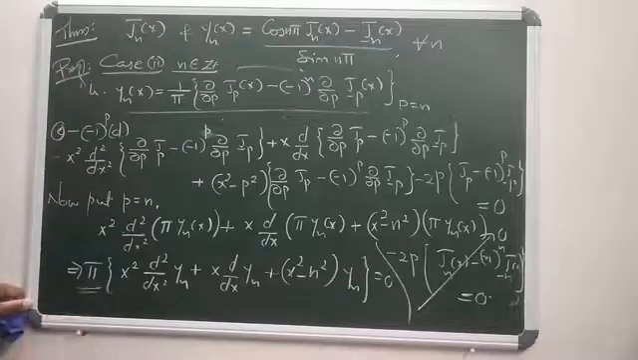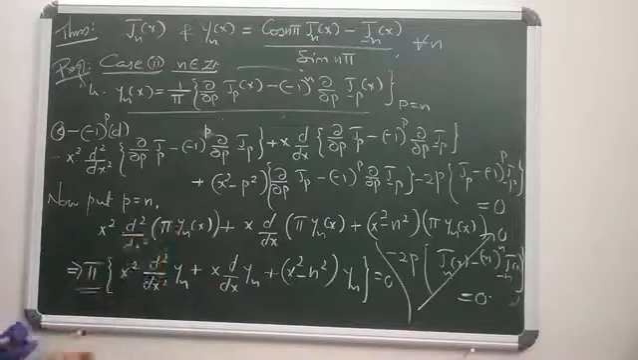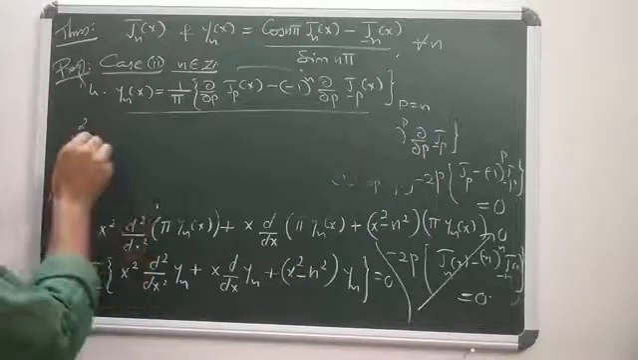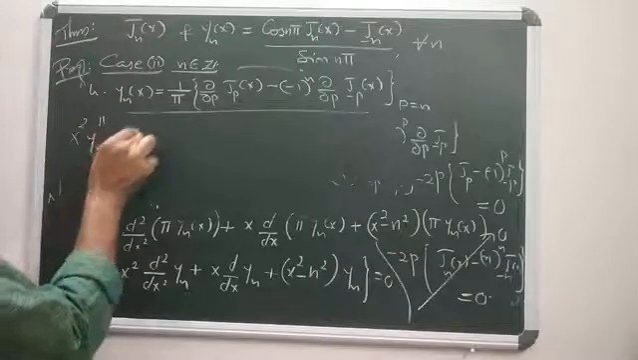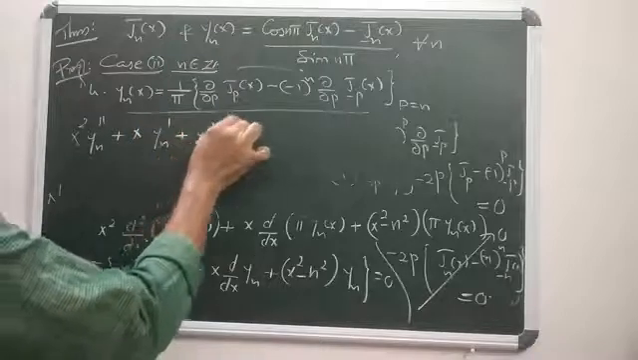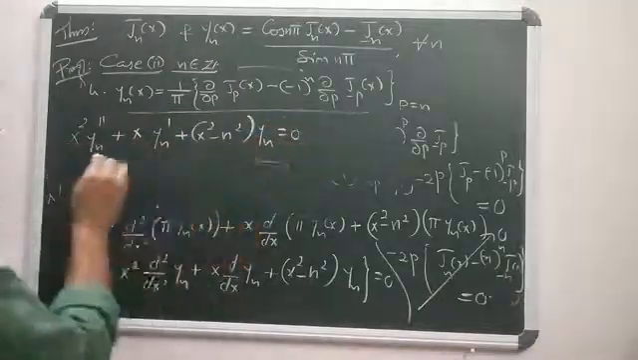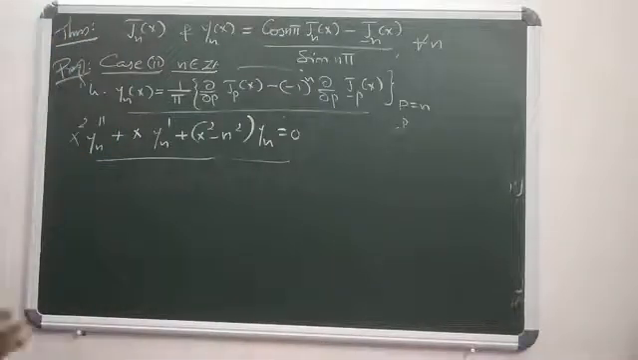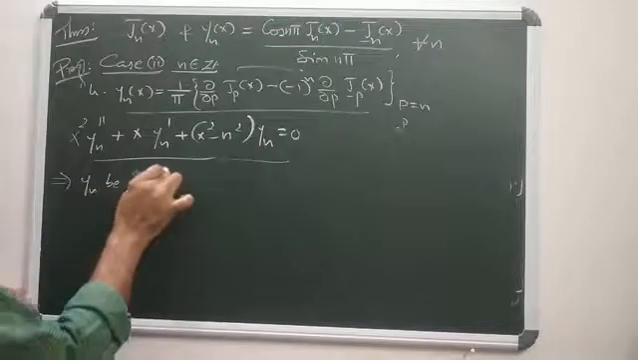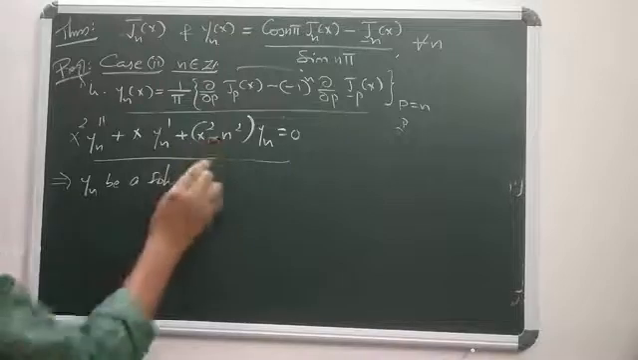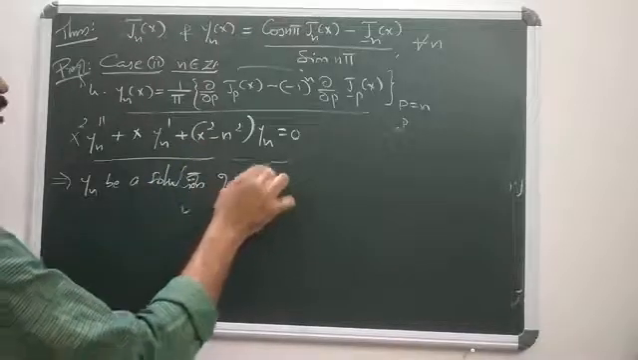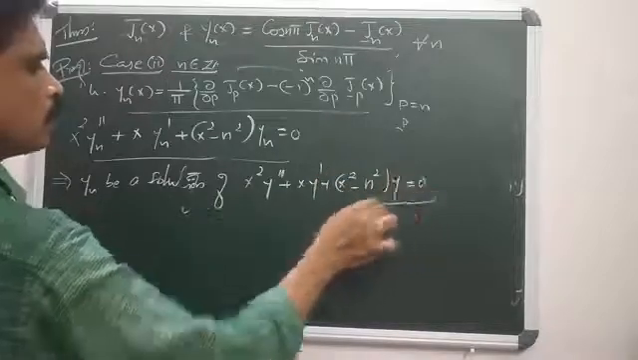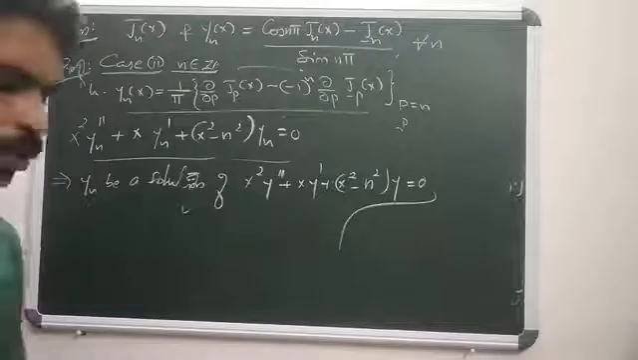Pi strictly differs from 0, so the term inside the bracket should be 0. It can be rearranged as x square Y_n double prime plus x Y_n prime plus (x square minus n square) Y_n equals 0. This means Y_n is a solution of the given Bessel equation, x square y double prime plus x y prime plus (x square minus n square) y equals 0. That means Y_n is a required solution.